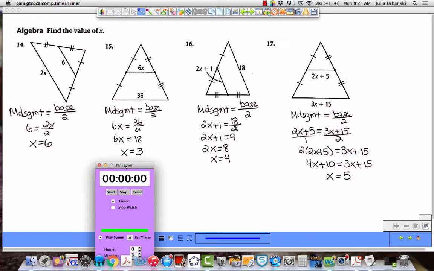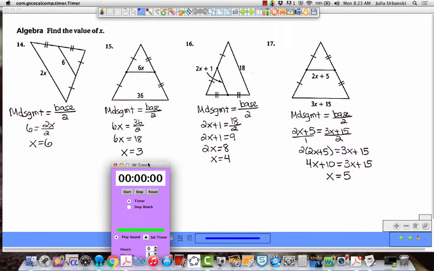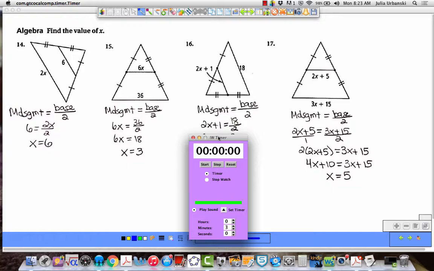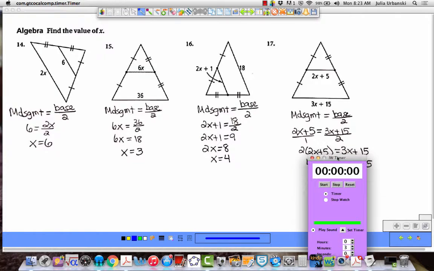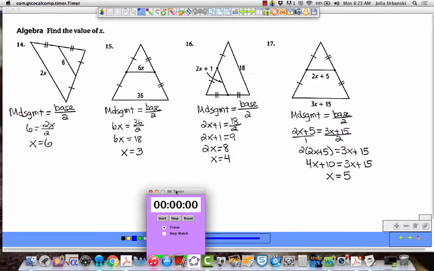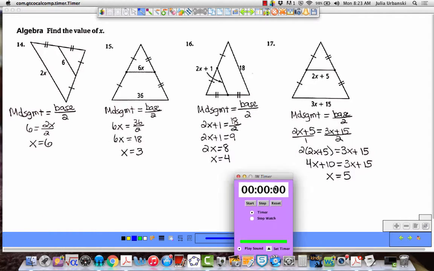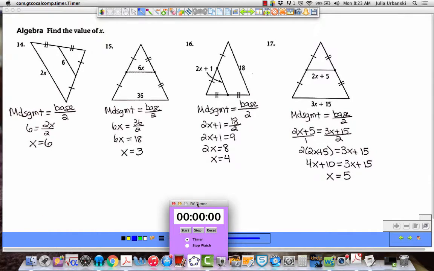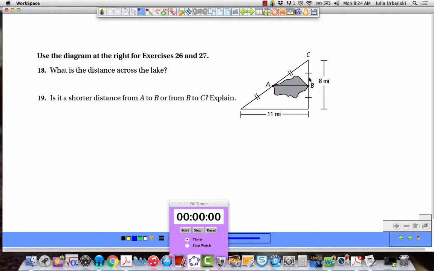Number 15, did you get 3? What did you get for number 16? 4. What did you get for number 17? 5. Any questions on those? Some of them you can do in your head, some of them you cannot. You have to understand the idea that the mid-segment equals the base divided by 2. B is the midpoint because that half equals that half, right? And A is the midpoint because that half equals that half. You still know it's the mid-segment because of the markings.